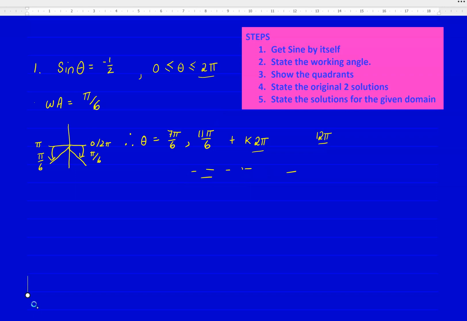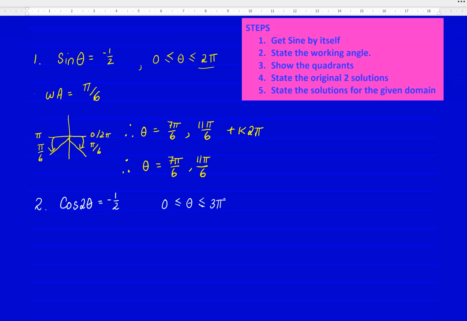Okay, all done and dusted. Those are my solutions, and I will even get rid of the plus k 2 pi because it's not needed. I guess what I would do, if this was my answers, I would write that and therefore leave it as 7 pi on 6 and 11 pi on 6. I just like to include that. Okay, let's have a look at the next one.